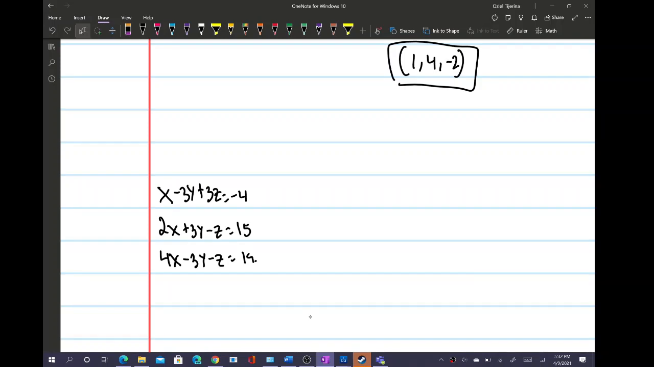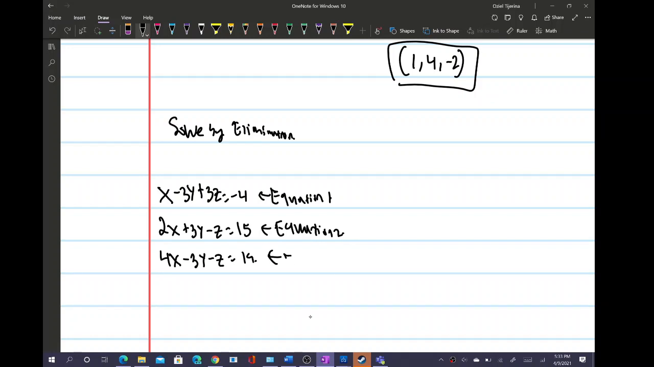Okay, so we want to solve this by elimination, right? So one of the things you're going to do first is look at your two equations. The first thing that I always go over: this is equation 1, this one is equation 2, and this is equation 3.